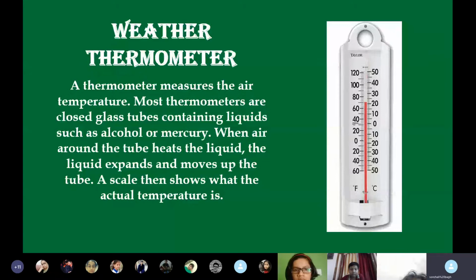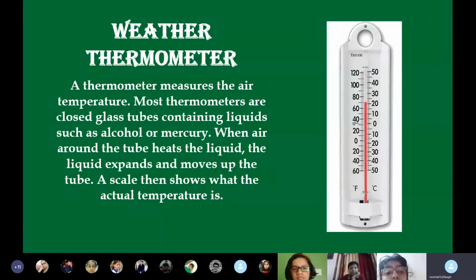Most thermometers are those glass tubes containing this type of liquid. See, it either contains alcohol or mercury. But a normal thermometer contains only what? It contains only mercury. But a weather thermometer can contain alcohol or mercury.